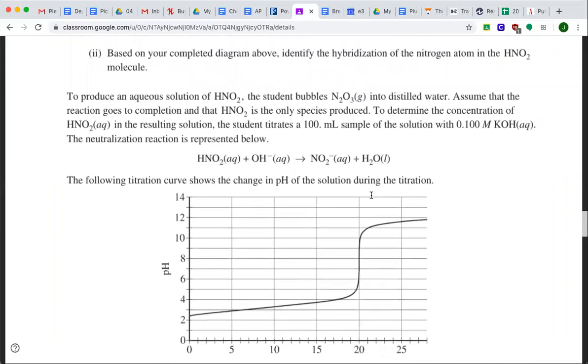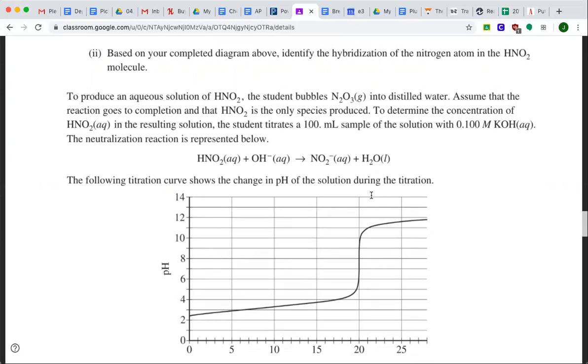To determine the concentration of the acid in the resulting solution, the student titrates a 100 milliliter sample of the solution with 0.1 molar potassium hydroxide, which is a strong base. The neutralization reaction is represented below. The following titration curve shows the change in pH of the solution during the titration.